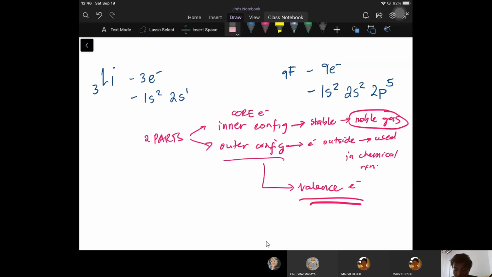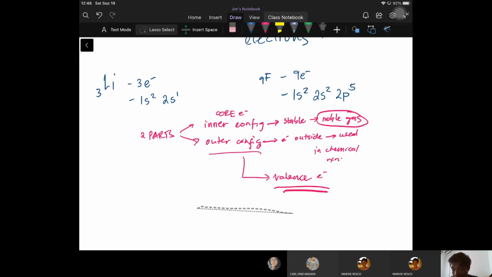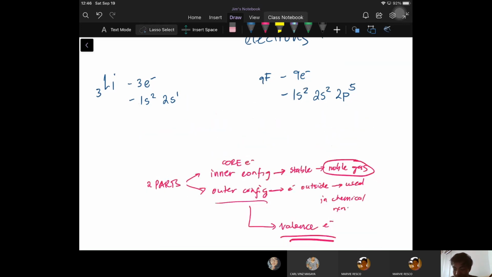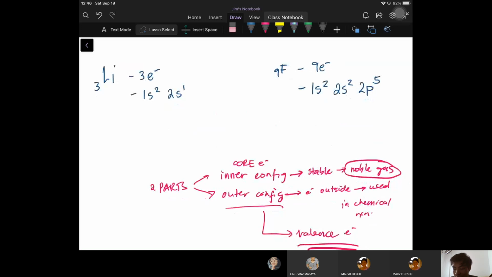Okay? So ngayon, ang question dyan is, paano natin matitrace sa electron configurations na to yung dalawang parts na yan? Medyo madali lang yan. So gagawin natin, itong ating electron configurations, i-split natin siya into two parts. Hatiin natin to into inner and the outer configuration.